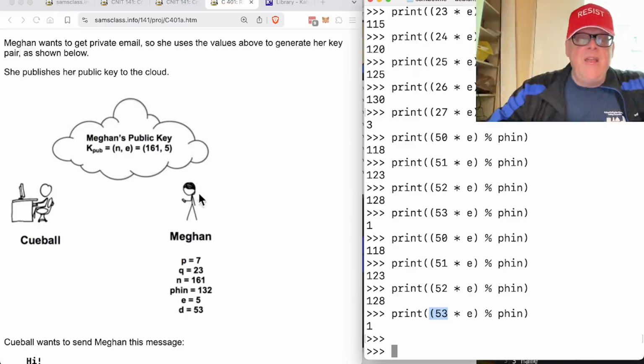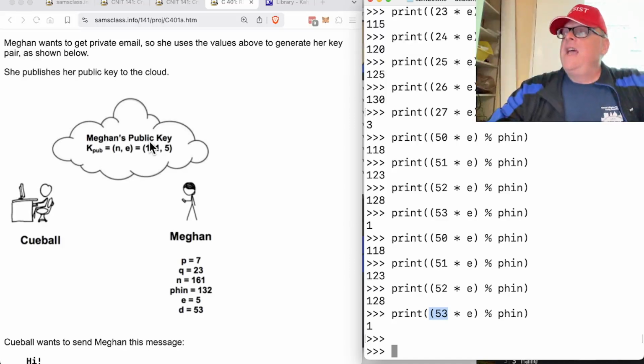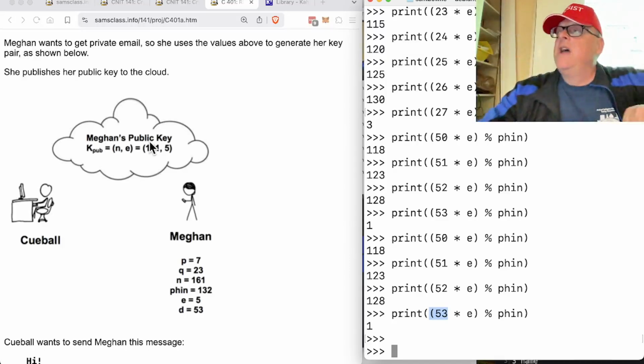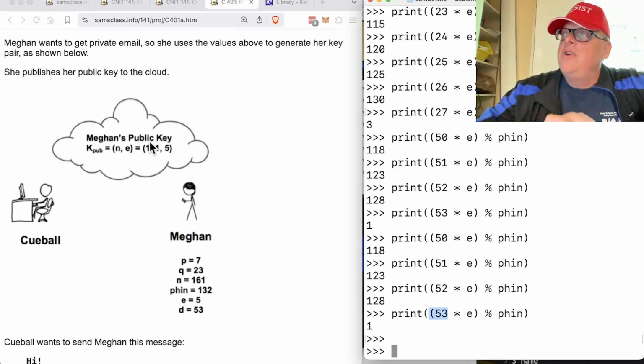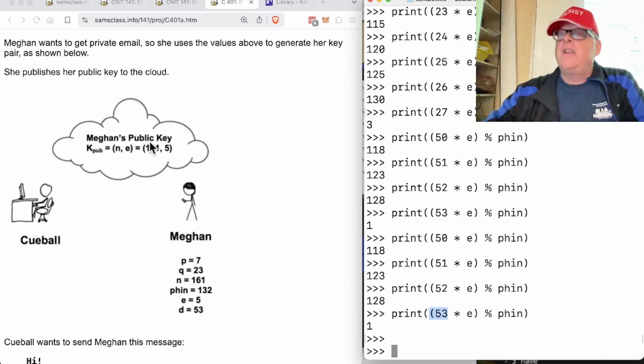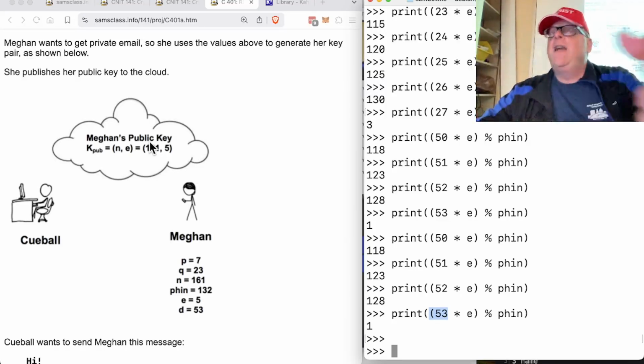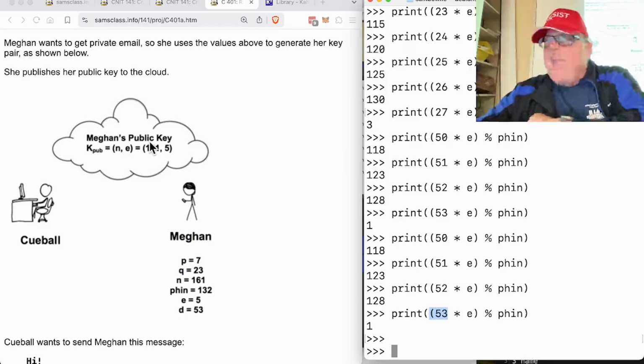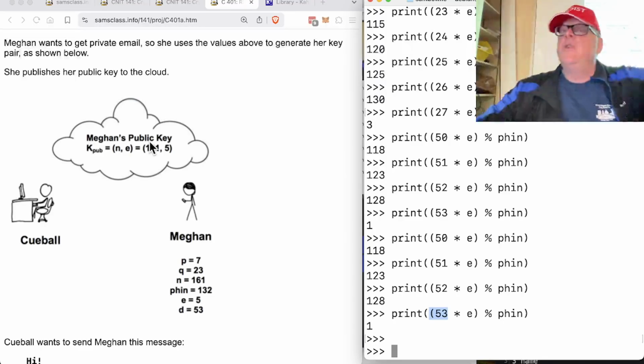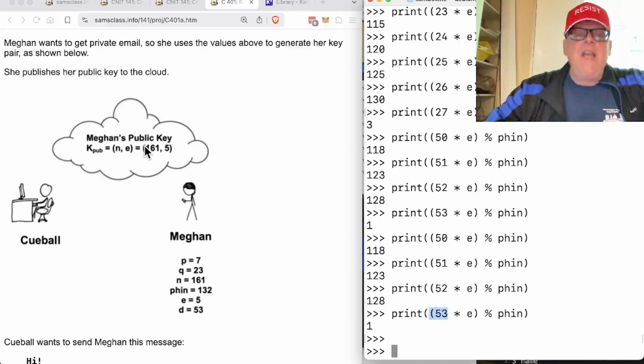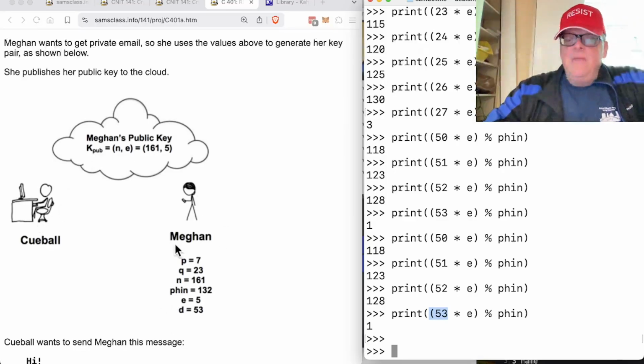So Megan here has created the public key, N and E, 161 and 5. She puts it on a public server where anybody can find it, and now you can receive secrets. One of the fundamental problems with public key encryption is it only works in one direction. It's like putting a slot in your door to receive mail. Now anybody can send you mail, but you cannot send anything out. You can receive secrets. So you publish this. Now anybody that wants to send me a message can encrypt it with that, and only Megan can decrypt it, the holder of the private key.